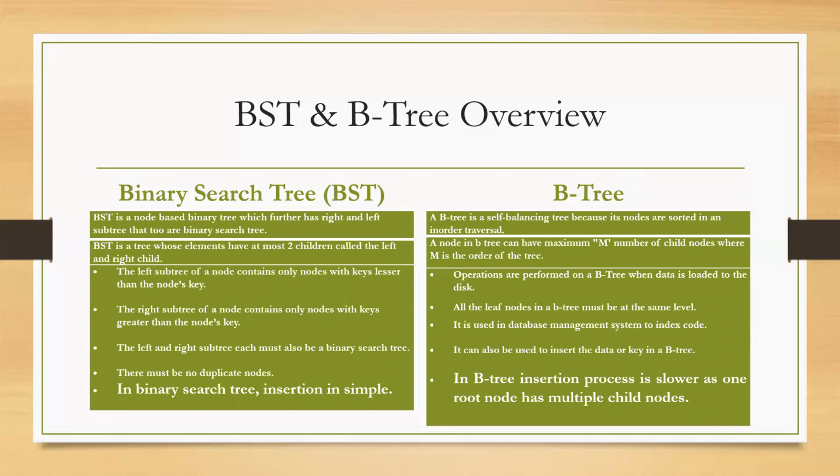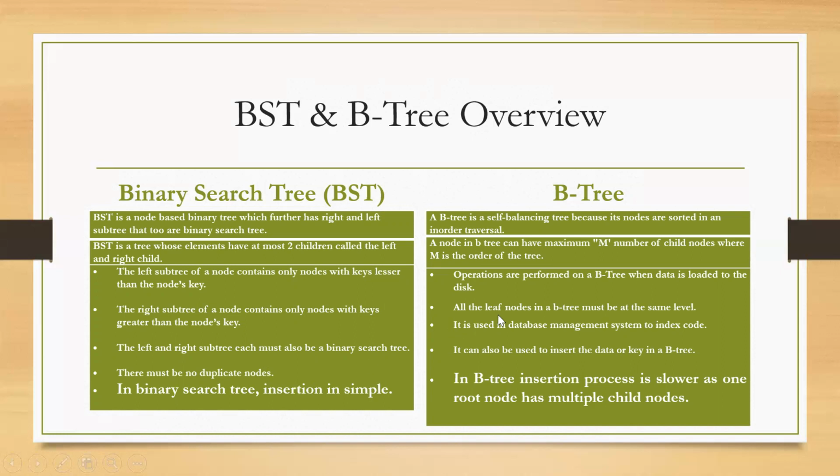Basically, there are differences between BST and B3. BST is a binary search tree, a node-based structure that has a right and left subtree. The left subtree is usually lesser than the node key, while the right subtree is greater than the node key. There is no duplicate in a binary search tree, and insertion is simple.